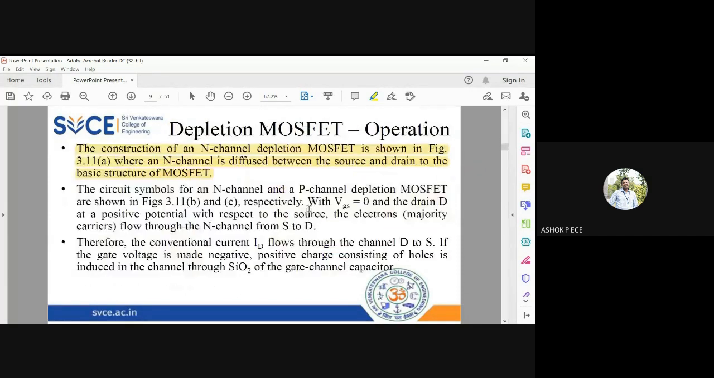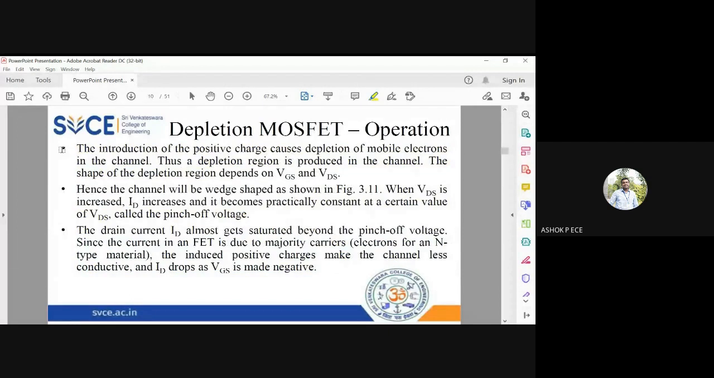Understand the difference, okay? With VGS equal to 0, the drain is more positive, so electrons will flow from source to drain, contributing to what is called your drain current. But when you apply more and more negative voltage to the gate, more holes are induced into the channel, which will ensure that the drain current is reduced. So introduction of holes will cause the depletion of electrons in the channel. So the depletion region is produced in the channel.